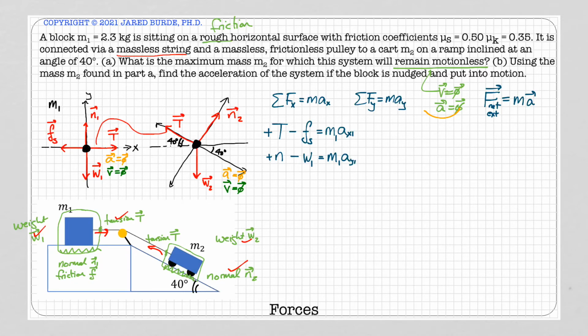For object number 2, I have to break up one of my forces into components. My weight here has a component in the y direction and a component in the x direction. This should still be 40 degrees there. So for block 2, the cart, I have an x component of the weight in the positive x direction, kind of down and to the right. I have the tension acting up and to the left. And then in the y direction, I have the normal force acting up. I have the weight acting down.